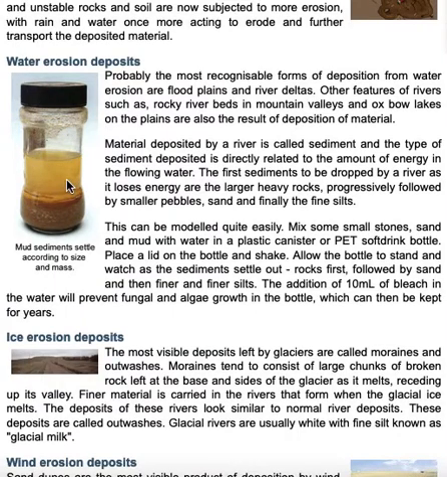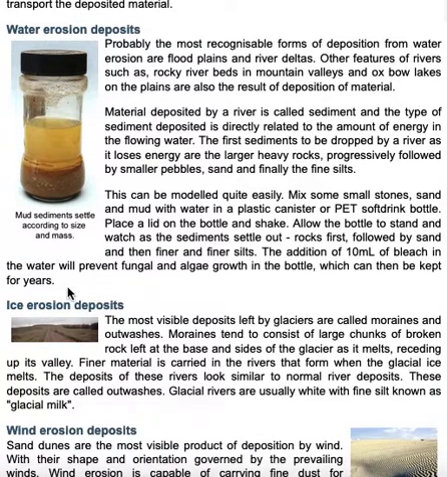This is the model of that. So there are smaller particles here, and then larger particles, and then the largest towards the bottom. It says this can be modeled quite easily. Mix some small stones, sand, and mud with water in a plastic container or PET soft drink bottle. Place a lid on the bottle and shake. Allow the bottle to stand and watch as the sediments settle out. Rocks first, followed by sand, and then finer and finer silts. The addition of 10 milliliters of bleach in the water will prevent fungal and algae growth in the bottle, which can then be kept for years.